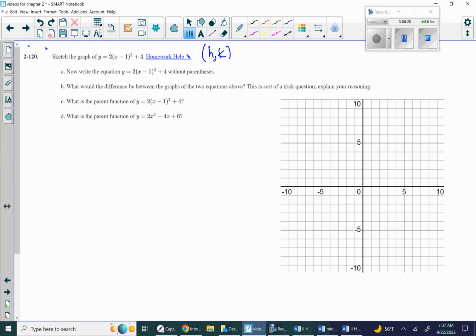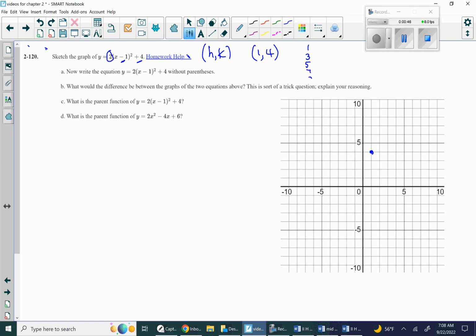All right, so our h and k, x lies, y tells the truth. So our center, our vertex is (1, 4). All right, because this is negative, it's going to be a positive 1. This is positive 4, but it's telling the truth, so (1, 4). Over 1, up 4. 1, 2, 3, 4. There is our vertex.